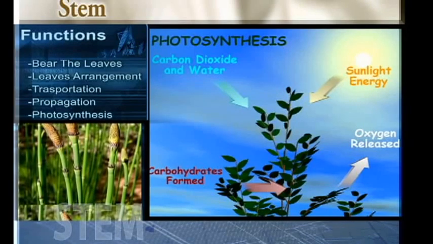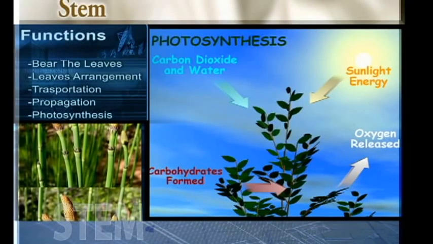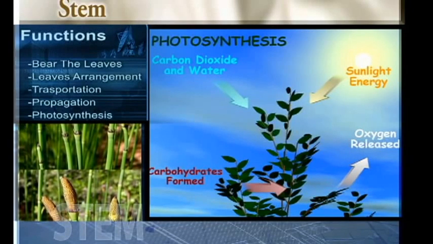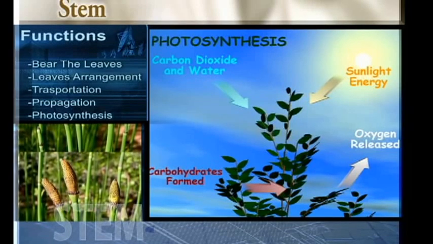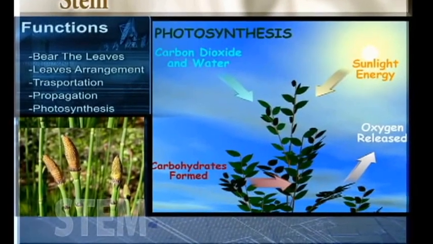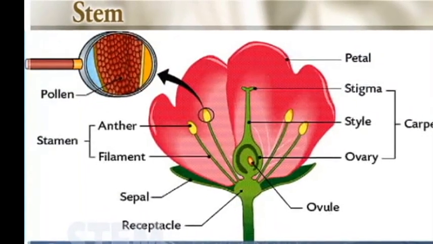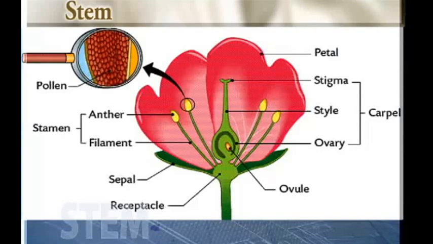Then it can also be used in the manufacture of food by carrying out photosynthesis. That is when it has a green bark. If a stem has a green pigment and it has chloroplasts on the green bark, then it can carry out photosynthesis. Then another function of the stem is to position the flowers in such a way that they can attract the pollinators. That is also another function of the stem.